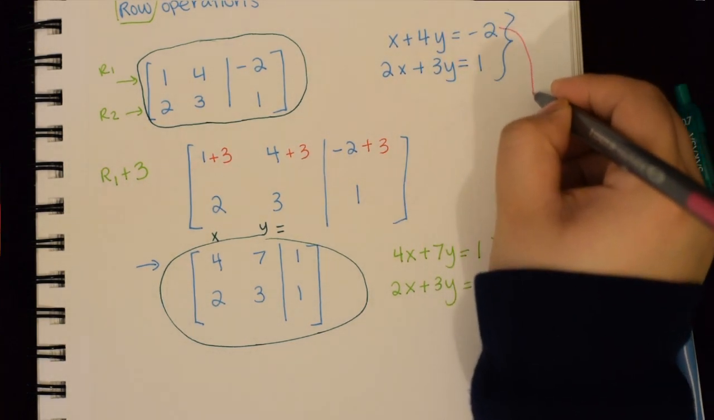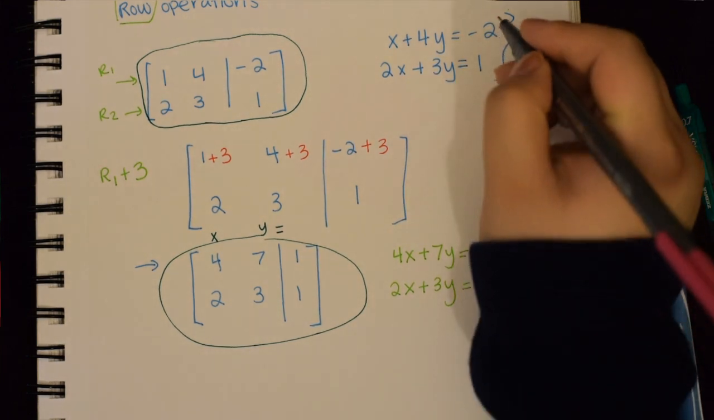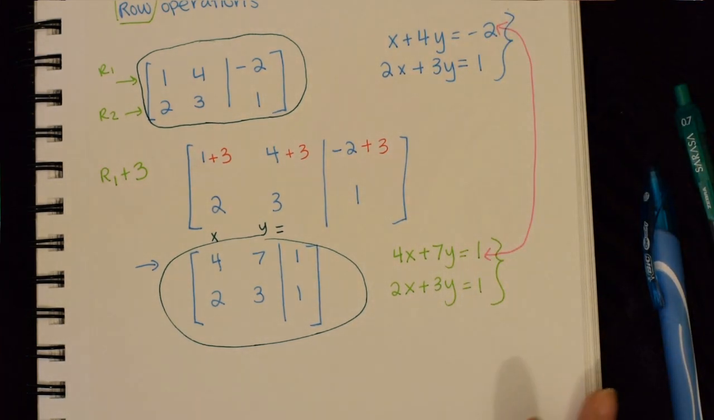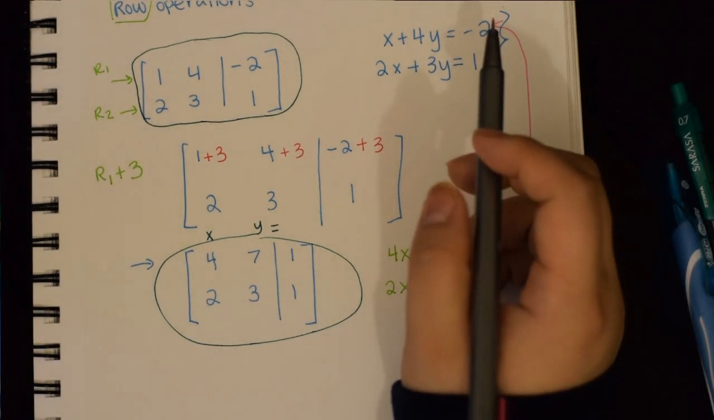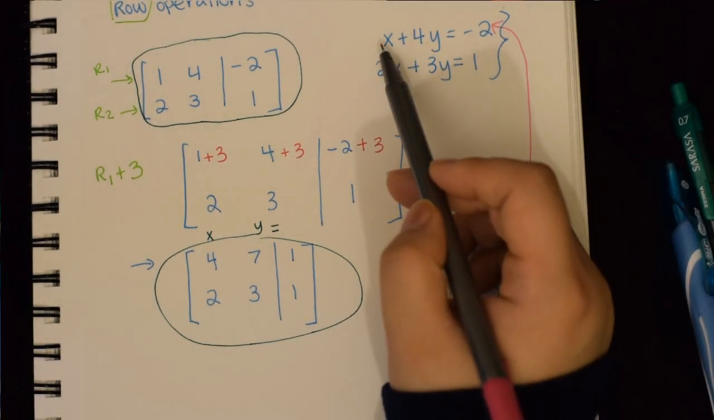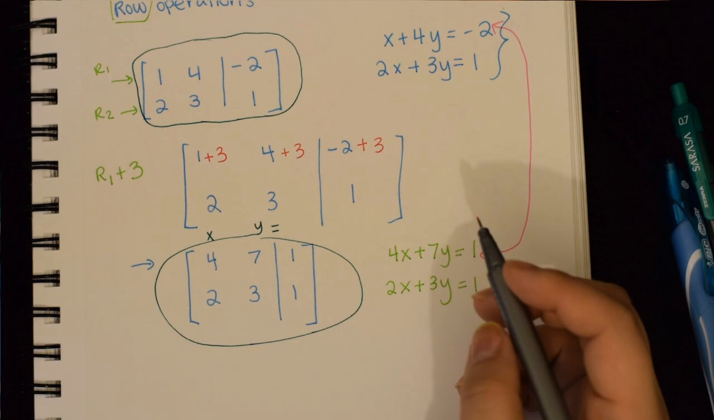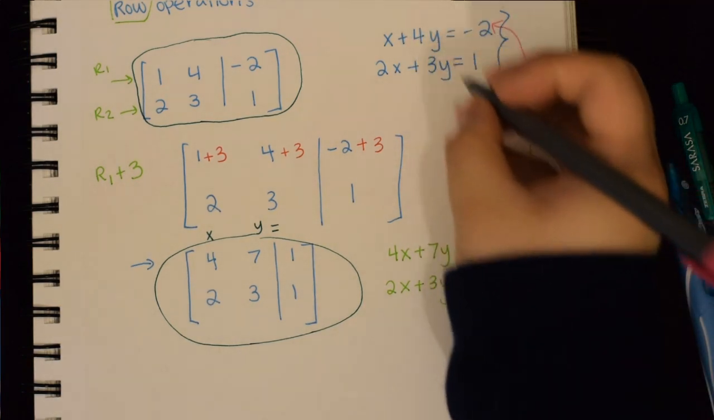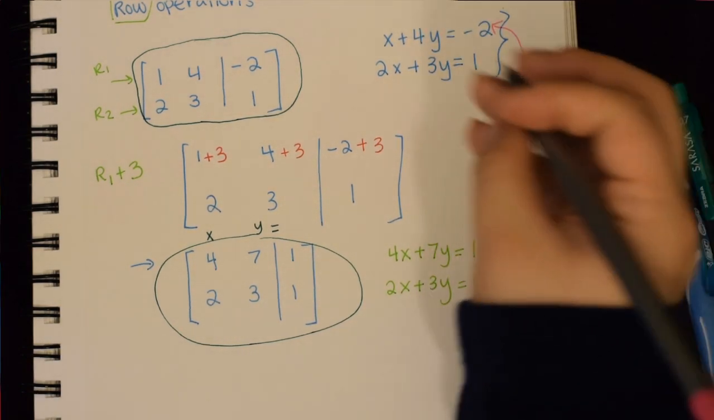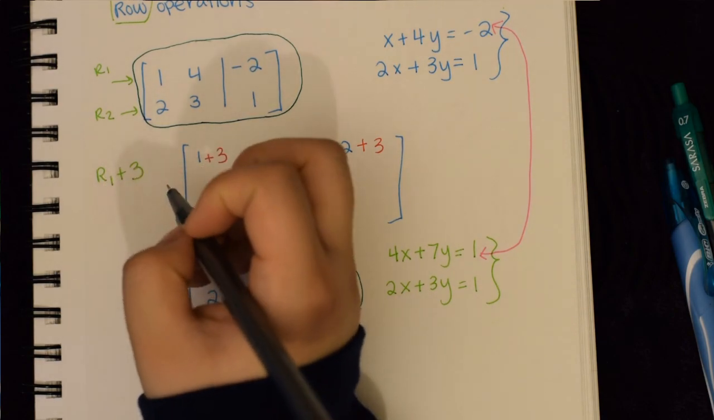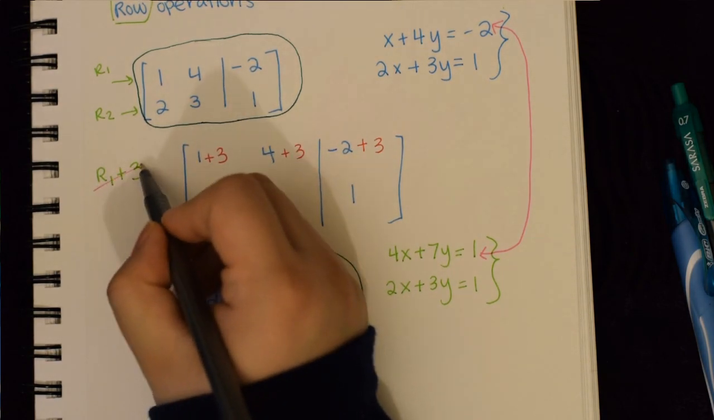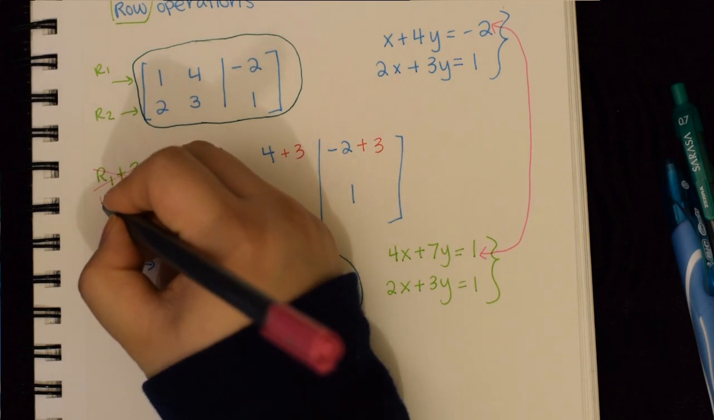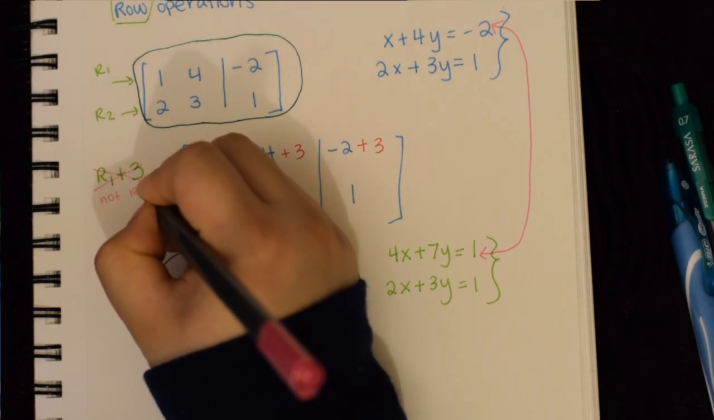This equation and this equation are not the same, nor are they equivalent, because there's no rule in algebra that says you can just randomly add 3 to each coefficient, right? So adding a constant is not a row operation. Not a row operation.